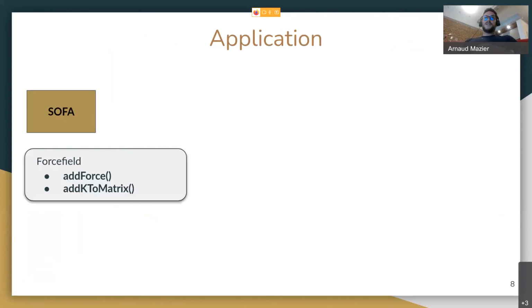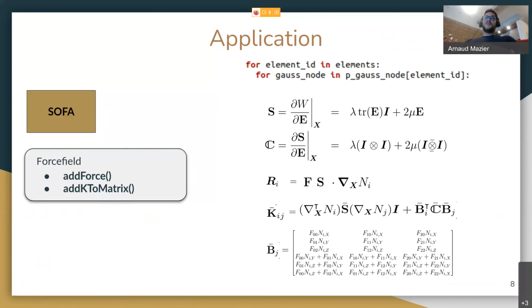So practically, how is it done? In SOFA Caribou, so also in SOFA, we have some force field. In the force field, we have two main functions: addForce to compute the residual, and addKToMatrix to compute our big stiffness matrix. To do that, we loop through every element. In every element, we look for the ghost node. Then we compute the second Piola-Kirchhoff tensor and also the compliance matrix to obtain the residual and also the stiffness matrix.